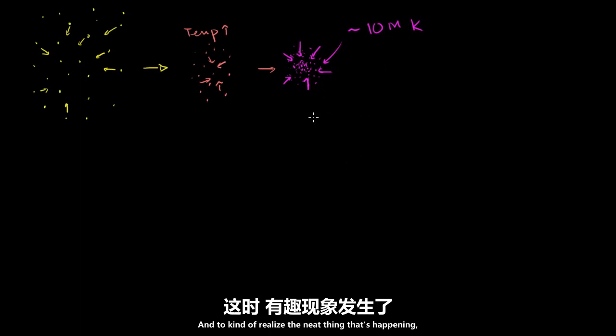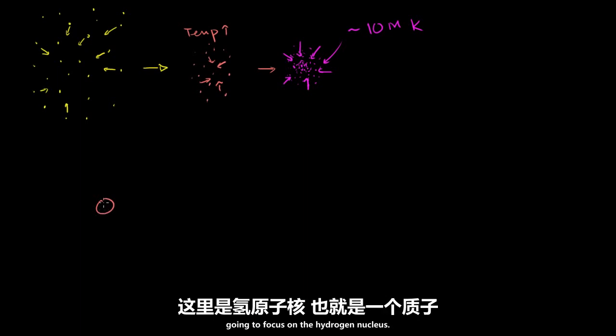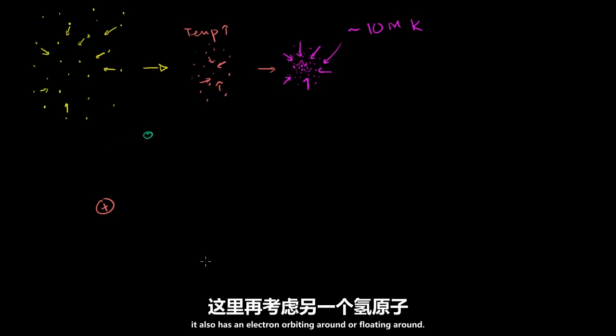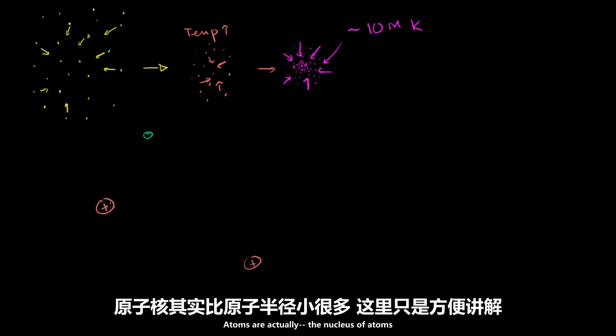And to kind of realize the neat thing that's happening, let's remember what a hydrogen atom looks like. And even more, I'm just going to focus on the hydrogen nucleus. So the hydrogen nucleus is a proton. If you want to think about a hydrogen atom, it also has an electron orbiting around or floating around. And let's draw another hydrogen atom over here. And obviously, this distance isn't to scale. This distance is also not to scale. The nuclei of atoms are actually much, much, much smaller than the actual radius of an atom. And so is the electron. But anyway, this just gives you an idea.